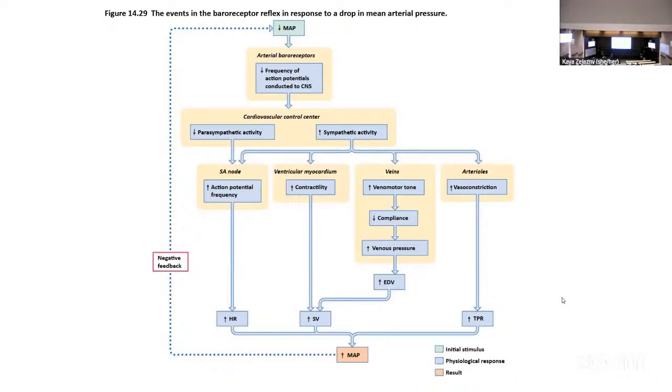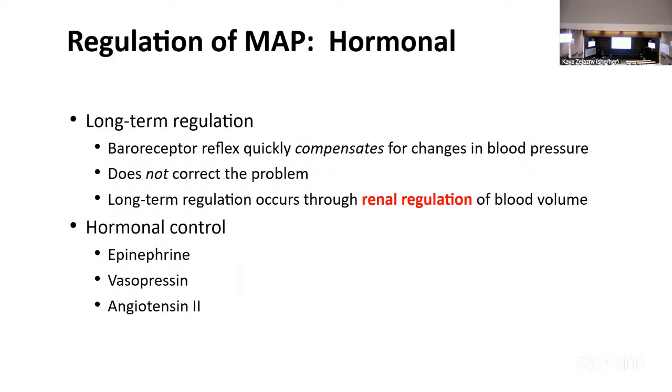Yep. Questions about this process? Okay, if you think of any, let me know.